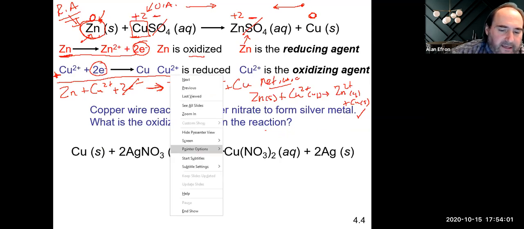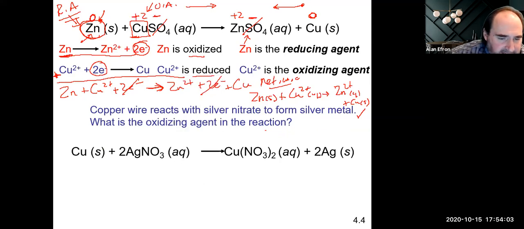So if we look at the oxidation states of this guy, again, the copper here by itself, oxidation state of 0. The silver here is +1. Nitrate altogether is -1. Copper on the right-hand side is +2 in this case. Nitrate is -1. And the silver here is 0 on the right-hand side. Again, by itself, not much happening with it.